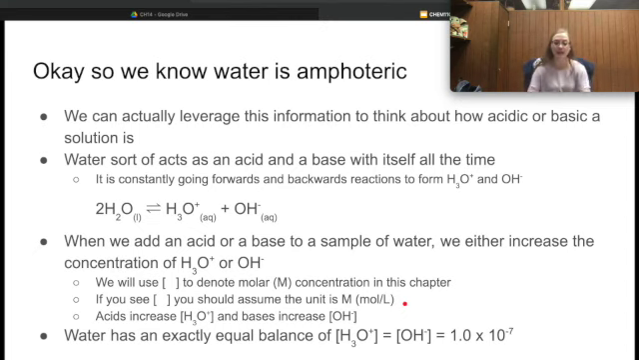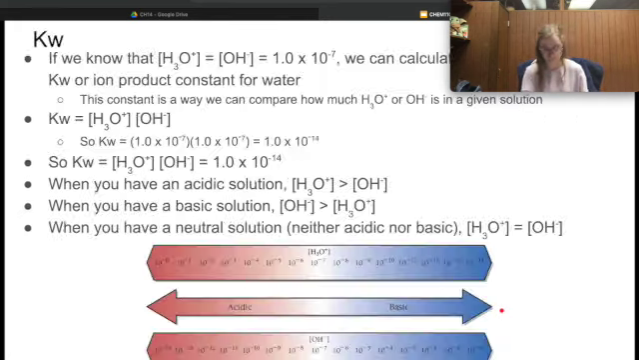So that being said, water has an exactly equal balance of the concentration of H3O plus equals the concentration of OH minus, and that's going to be 1.0 times 10 to the negative 7th, and we can assume that capital M molar unit is back there. So I might say the concentration of H3O plus is equal to the concentration of OH minus, which is 1.0 times 10 to the minus 7 molar. So we figured this out through experimentation, and we know that those molarities are equal.